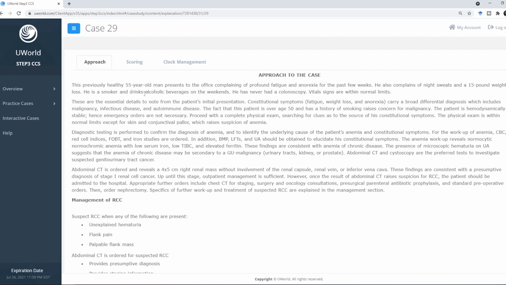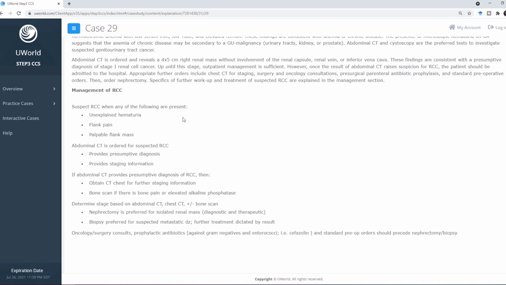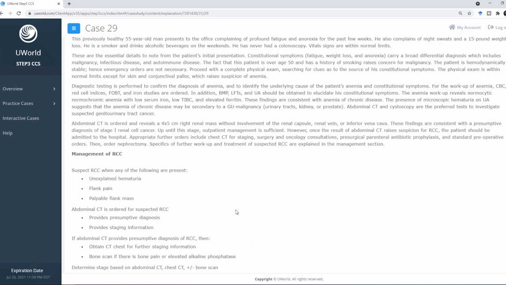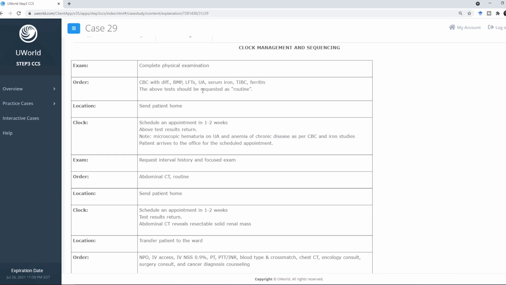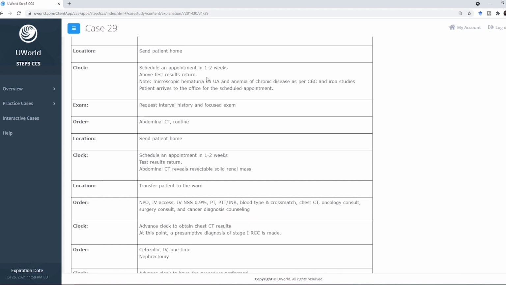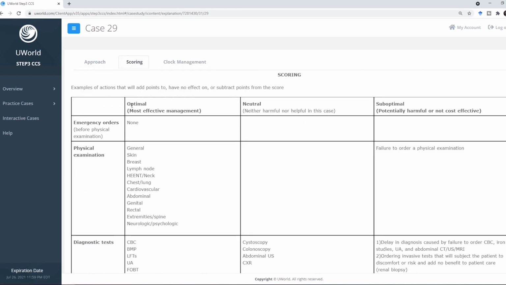So they will give you a summary of the patient presentation, the physical examination findings, the orders that you should put, what are the results, how you should approach the case in summary. And here are the different routes you can take based on the case. For the clock management, this is the order in which you should put your diagnostics, your treatment options, your surgery. So this is the most helpful part of this explanation. The scoring would tell you what areas of your management would be the most effective, which are things that if you ordered, it wouldn't hurt, it wouldn't be helpful, and the things that you should avoid ordering.